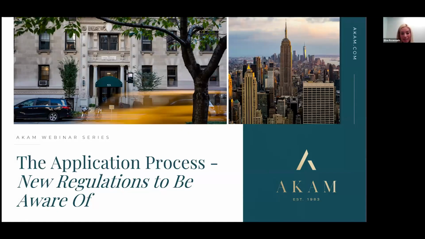Today, we're going to be discussing the application process and new regulations to be aware of. A few weeks ago, we discussed the fair housing laws and how things have changed. So this is building upon that idea.